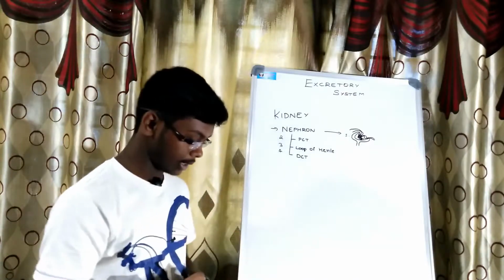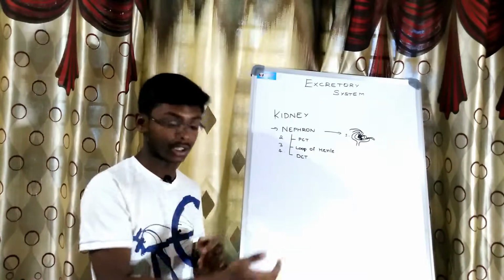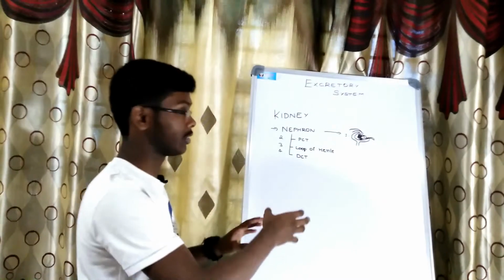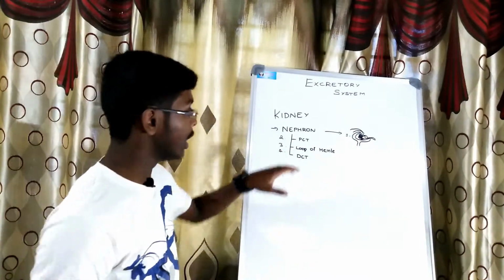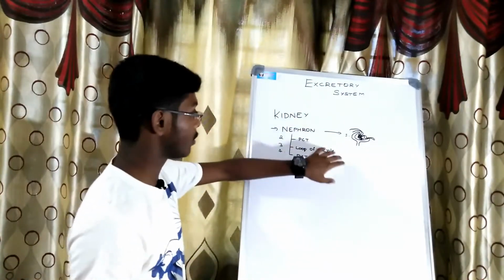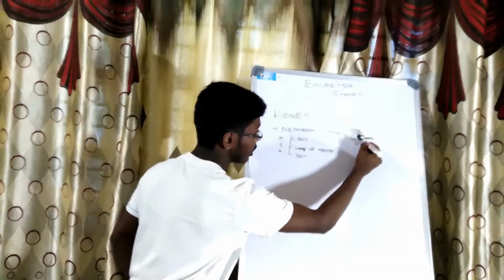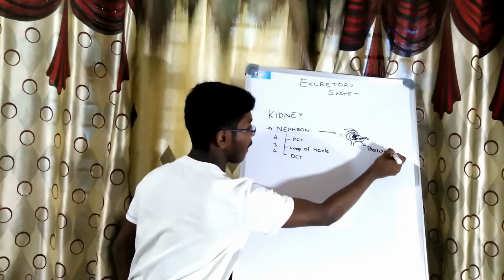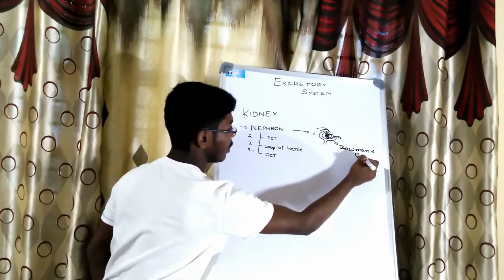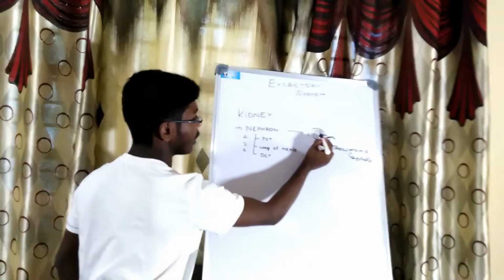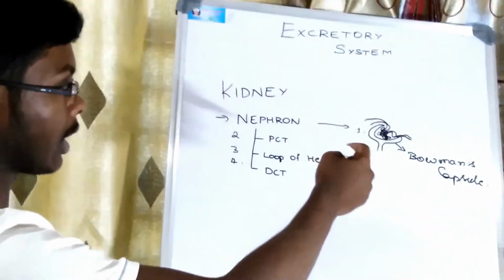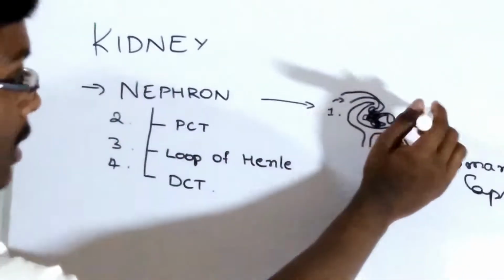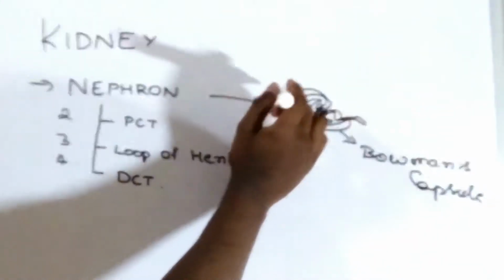Now let us study more about urine formation. For urine formation, we need to know the parts of the nephron first, which is the structural and functional unit of the kidney. As you can see, this is the rough diagram which I have drawn. This U-shaped, cup-shaped structure is Bowman's capsule, and here you can see the network of capillaries. This is the afferent arteriole, which is broad, and this is the efferent arteriole.